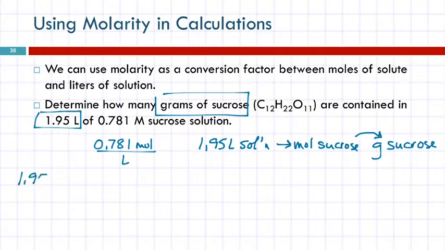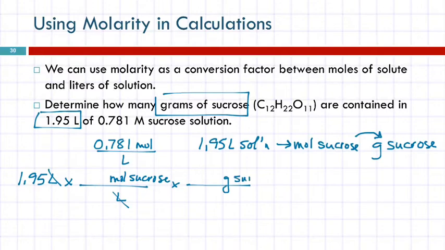So 1.95 liters times. Next up is moles of sucrose. And liters is going to go down there to cancel out. And the next fraction is grams of sucrose. And we're going to divide by moles. 0.781 moles per liter. So that goes right here, 0.781 moles per liter.